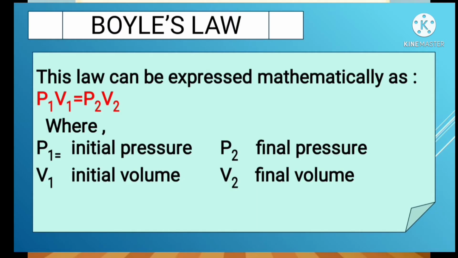And this law can be expressed mathematically as P sub 1 multiplied by V sub 1 is equal to P sub 2 multiplied by V sub 2, where P sub 1 is the initial pressure, V sub 1 is the initial volume, P sub 2 is the final pressure, V sub 2 is the final volume.